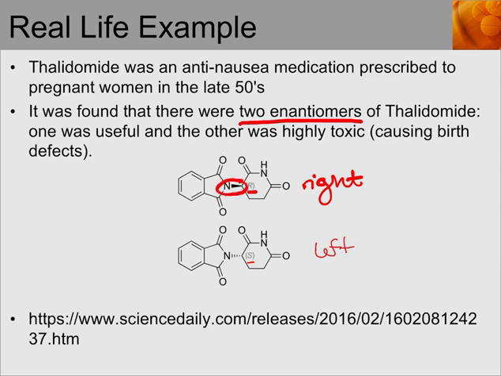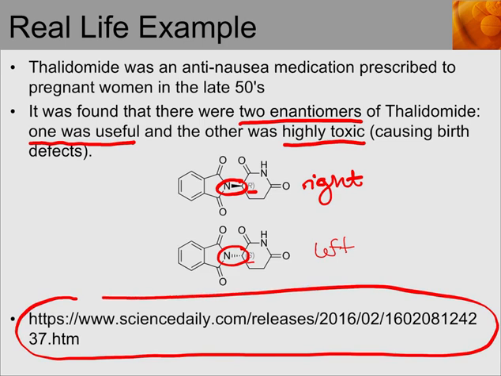Just this tiny difference in the stereochemistry, or the three-dimensional arrangement of atoms, caused these birth defects. One of these was actually useful as an anti-nausea medication, but the other one was highly toxic. And this was a huge issue. It took a while for pharmaceutical companies to stop selling this drug, which was really unfortunate. If you want to read more about it, I put a link with a Science Daily article down below. It's a short article, but you could also just look up thalidomide, and there are plenty of resources about this drug and the issues that it caused.